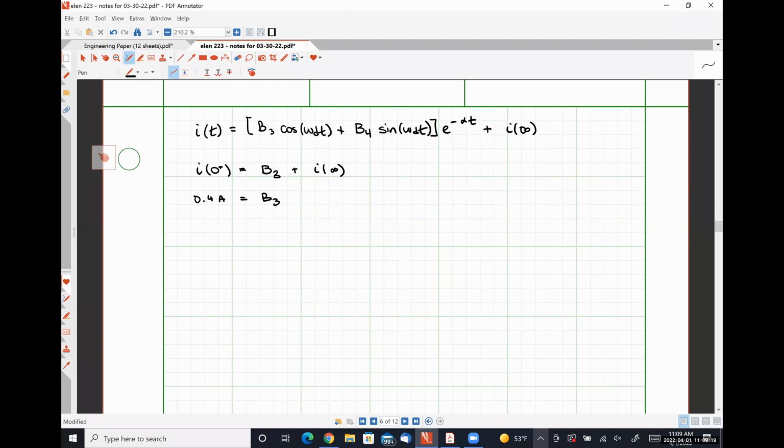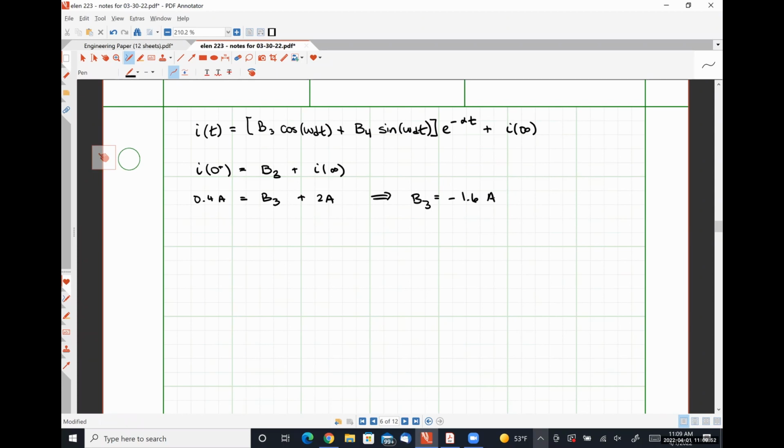And what was the inductor current at t equals infinity? 2 amps. All right, so we can simply solve this one unknown equation, and we would find that B3 is 0.4 minus 2, which is negative 1.6 amperes, if my mental math is correct. And we know our coefficient B3.